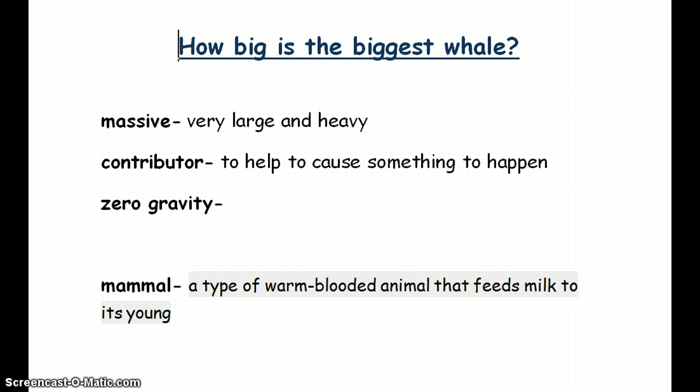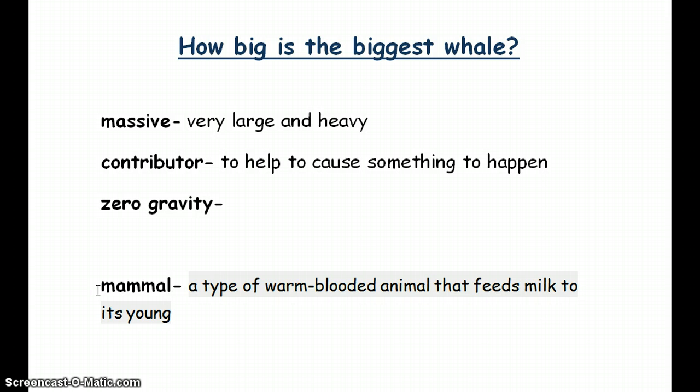Some Tier 3 vocabulary words that we will see in our text are massive, which means very large and heavy, contributor, to help to cause something to happen, zero gravity. Oh, wait, there's no definition for that one. You know what? I think we're going to have to read our text and maybe we can come up with a definition together. As well as mammal, a type of warm-blooded animal that feeds milk to its young.